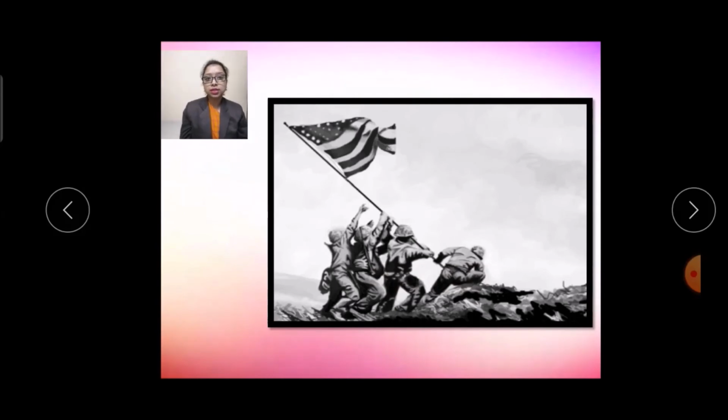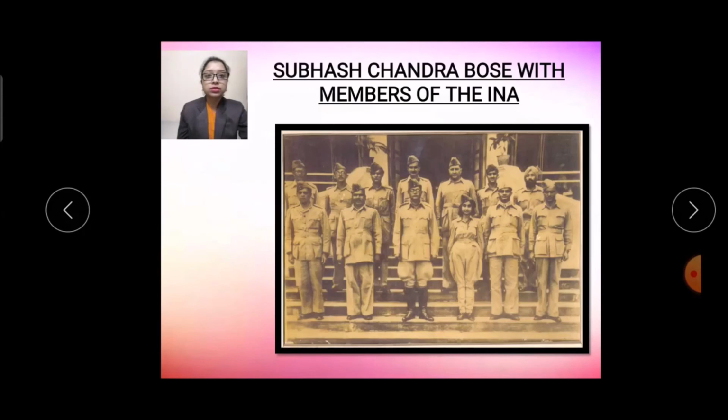So now let's see next, children. Here you can see this picture. This picture is also given in your book. So let's read out the information related to this picture. Subhash Chandra Bose with members of the INA. INA over here is Indian National Army. This is an old picture of Subhash Chandra Bose. See, here is Subhash Chandra Bose with members of the Indian National Army.